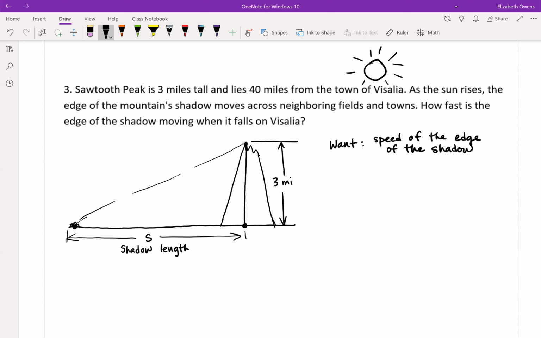Which you have to think about in terms of what we've labeled so far. The speed of the edge of the shadow, well, the edge of the shadow would be moving like this. And so what's being affected that we've already labeled is the shadow length, S. As the shadow's edge moves in closer to the mountain, the shadow length is going to decrease. So this would be a rate of change of shadow length S.